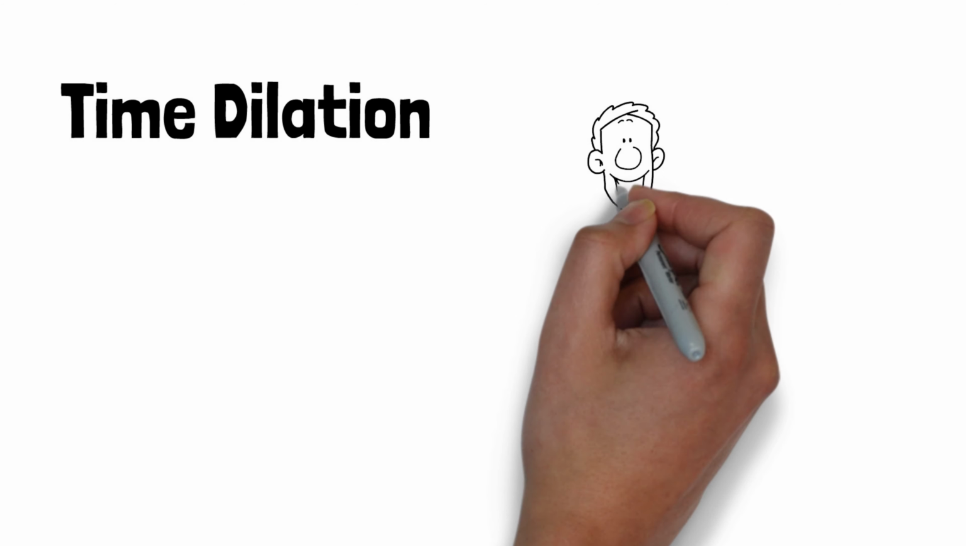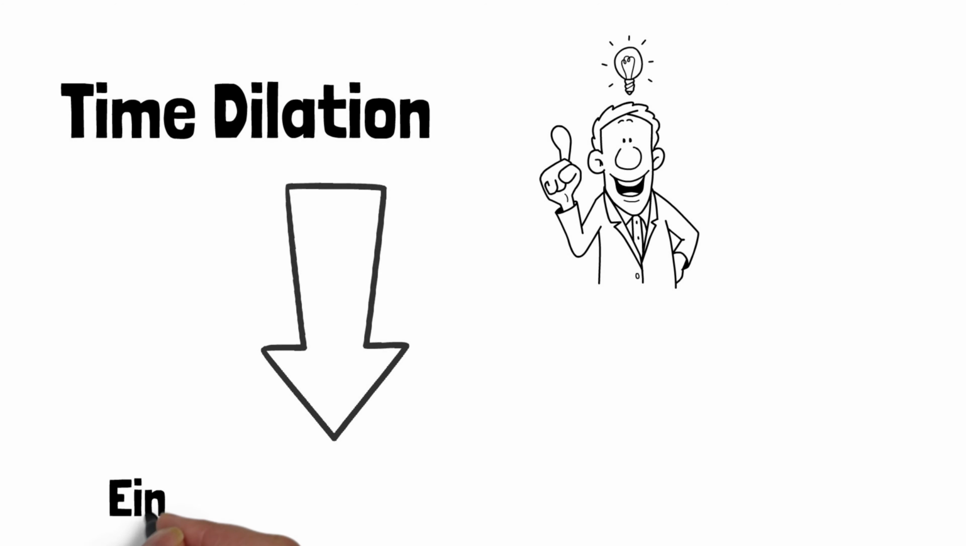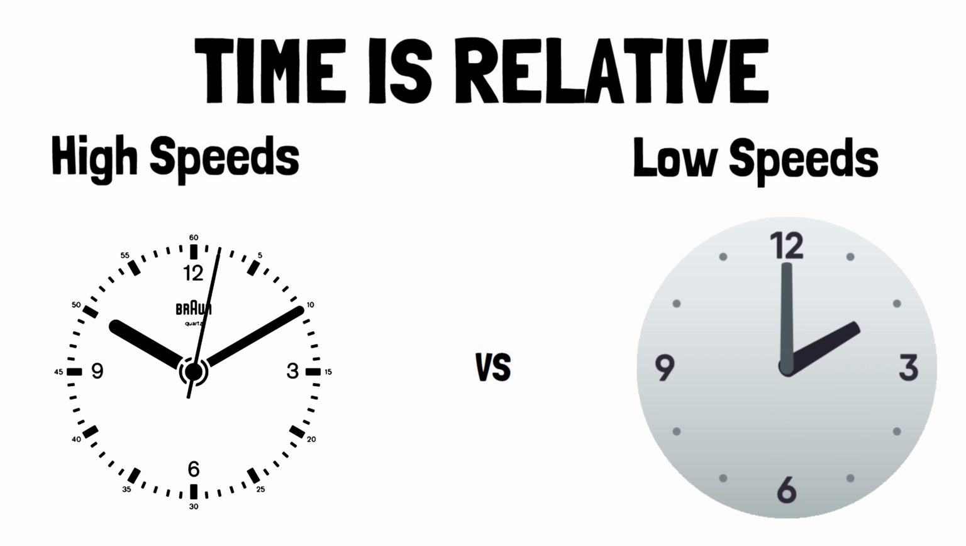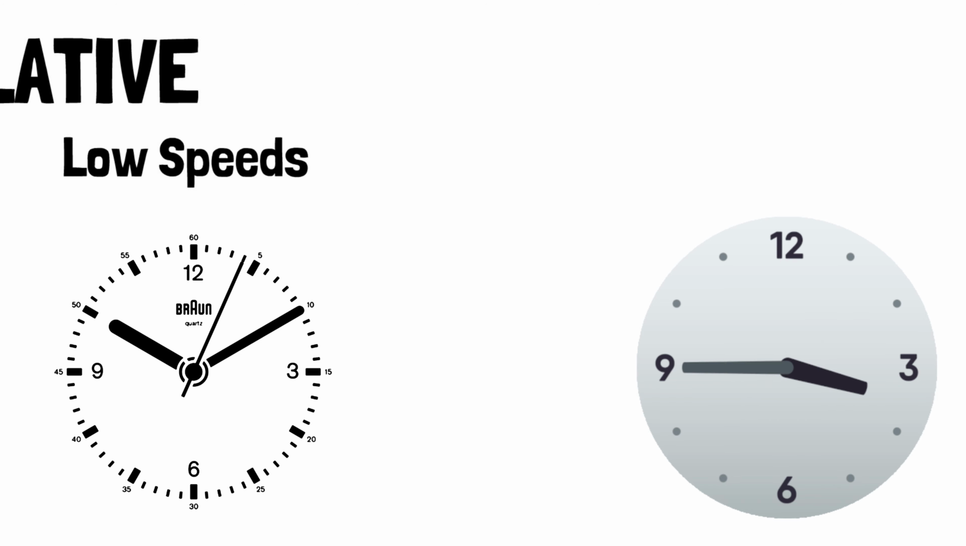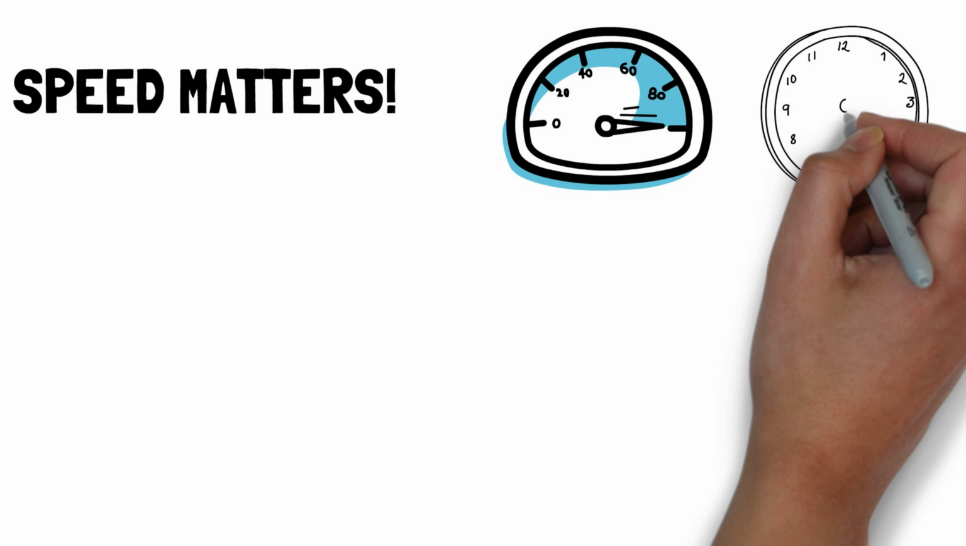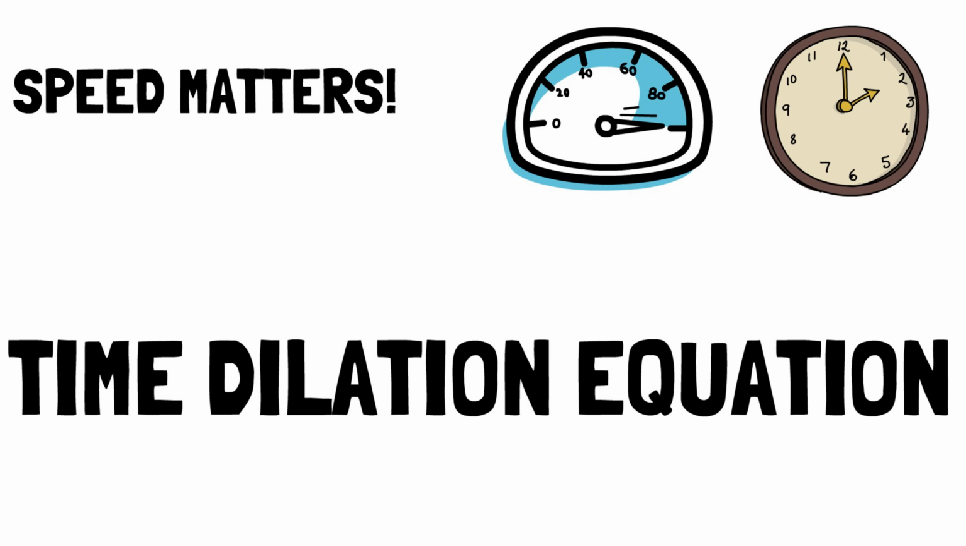Now, to understand time dilation, we need to take a look at Einstein's theory of special relativity. Special relativity states that time is relative, so the faster your speed, the slower time moves, and the slower your speed, the faster time moves. In order to see why speed or velocity changes how you experience time, let's take a look at the equation for time dilation and how it works.